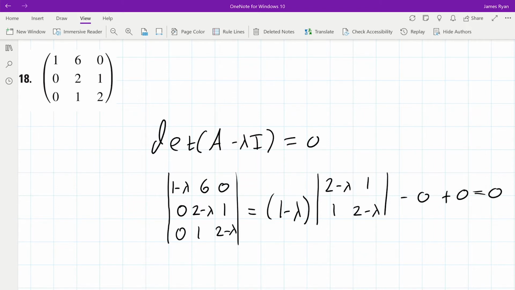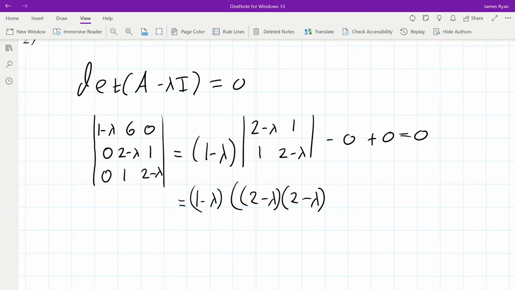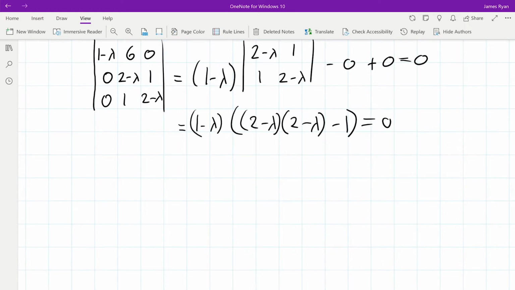And that's all 0. Okay, so then we can expand this and get 1 minus lambda times 2 minus lambda times 2 minus lambda minus 1 equals 0. Continuing to expand the right side of that equation, that is 1 minus lambda times lambda squared minus 4 lambda plus 4 minus 1, or lambda squared minus 4 lambda plus 3. That is 0.